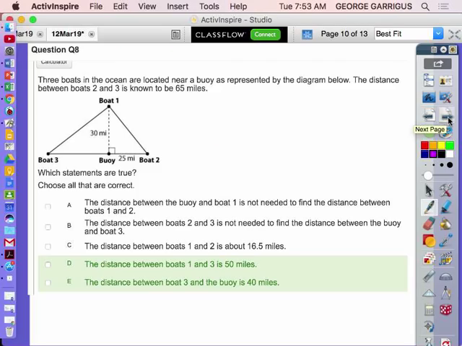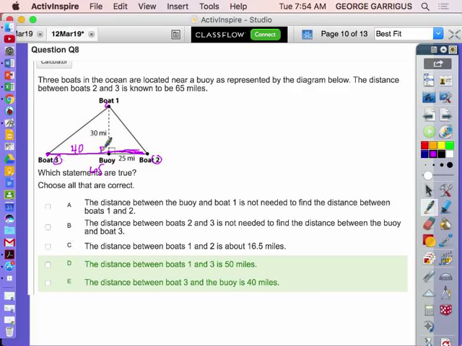Question 8. Three boats on the ocean are located near a buoy, as represented by the diagram below. The distance between the two boats, boats 2 and 3, is known to be 65 miles. Well, we know then this whole distance is 65. And from here to here is only 25. So if I subtract that, 65 minus 25, I'm left with 40 here. I know that if I do the Pythagorean Theorem here, 30, 40, and find the distance between boat 3 and 1, that's a right triangle. Between boat 1 and 3, I'm going to end up with 50 miles.